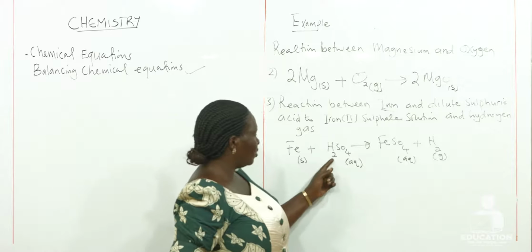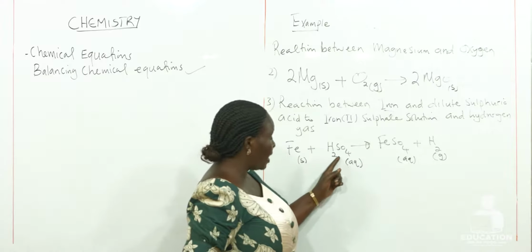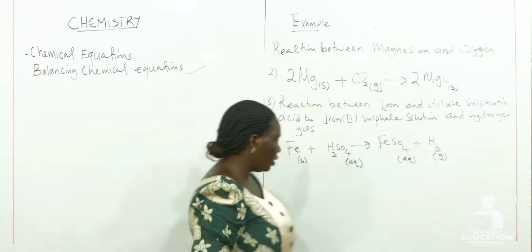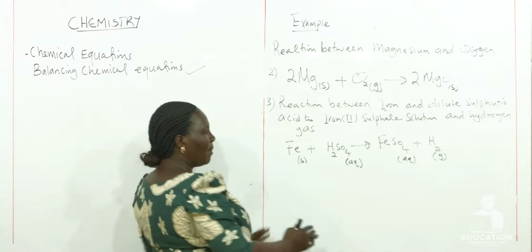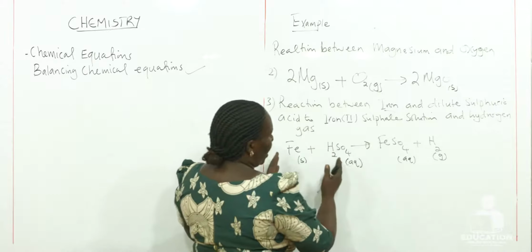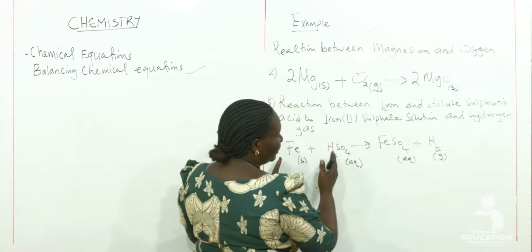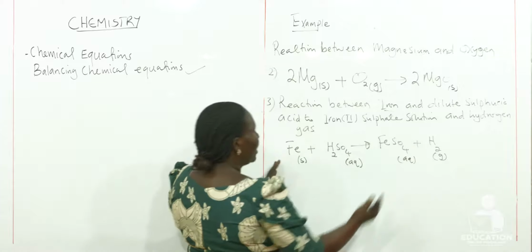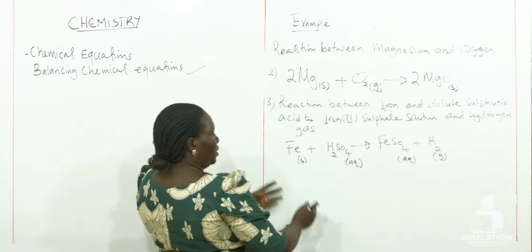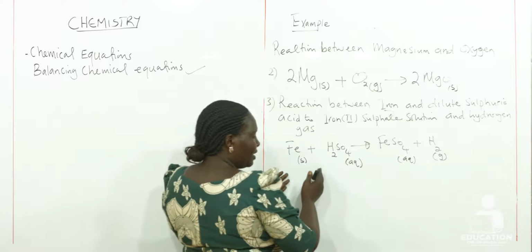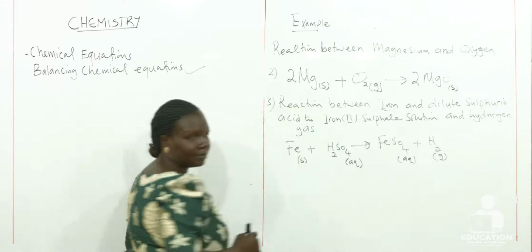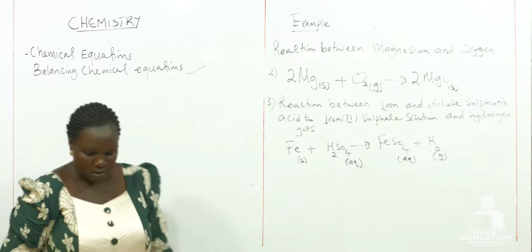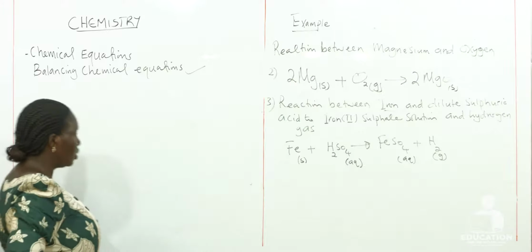Balancing chemical equations simply is the process of making the number of atoms to be equal at both sides of the equation. For example, we have this equation here. Iron plus sulfuric acid, giving us iron 2 sulfate plus hydrogen. We must make sure that the number of atoms at the left hand side is the same as the number of atoms at the right hand side. That is, the number of atoms at the reactants must be the same as the products.